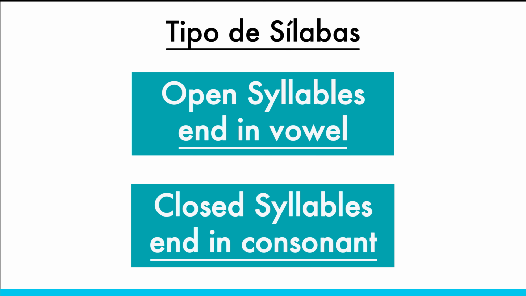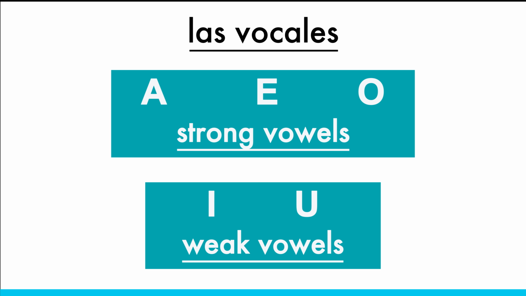There are two types of syllables. The first is open syllable, which ends in a vowel, and the second is closed syllable, which ends in a consonant. Spanish tends to prefer the open syllable structure, so we will focus a lot on this today. Do you know the vowels in Spanish already? It is important to understand the vowels as they are the center of the syllables.